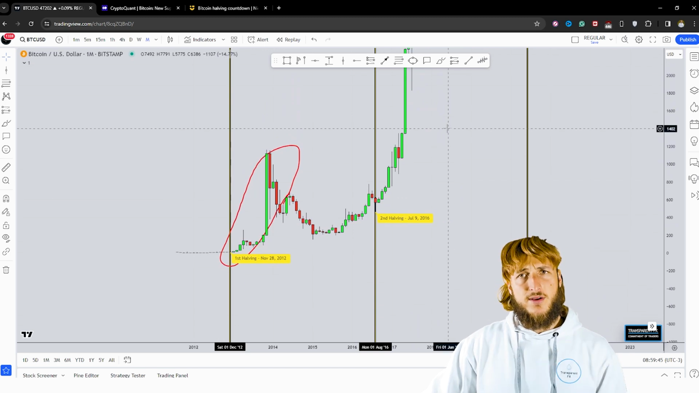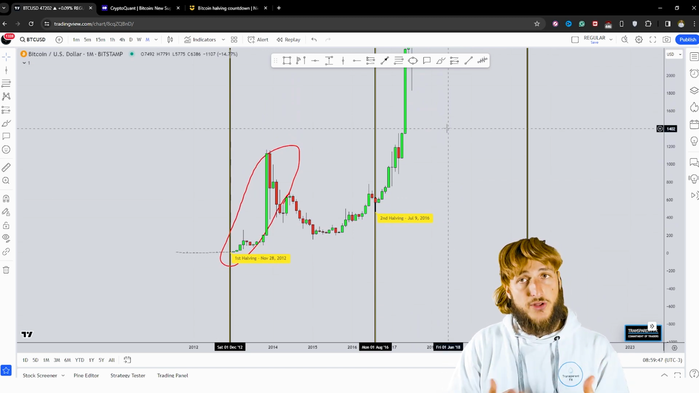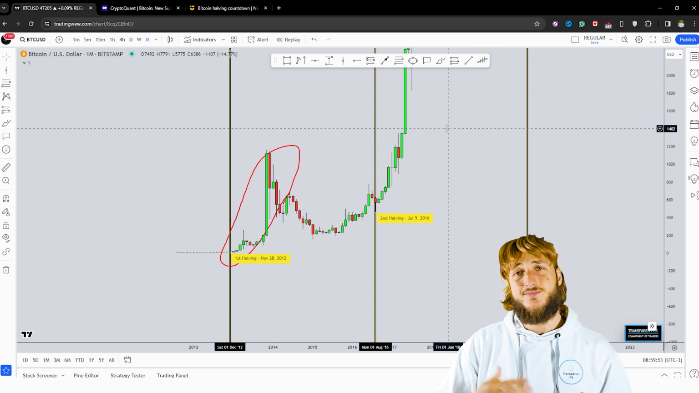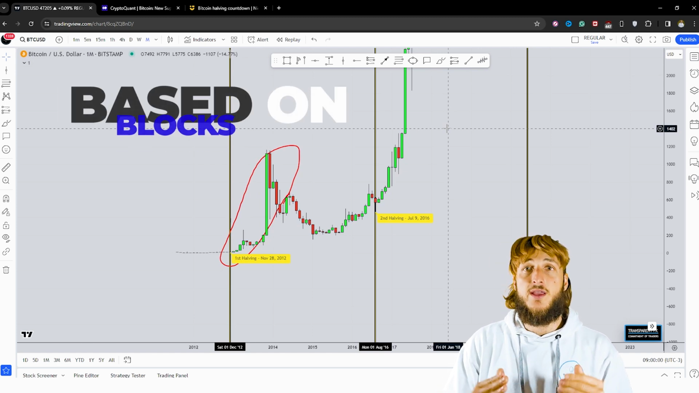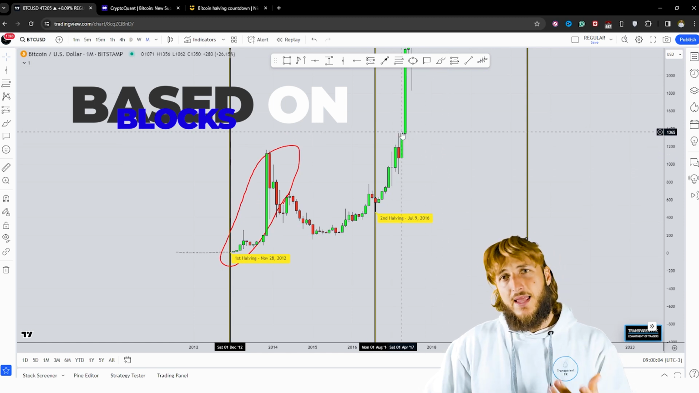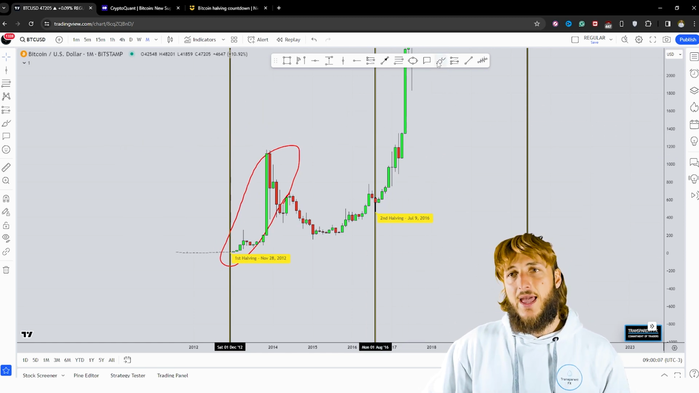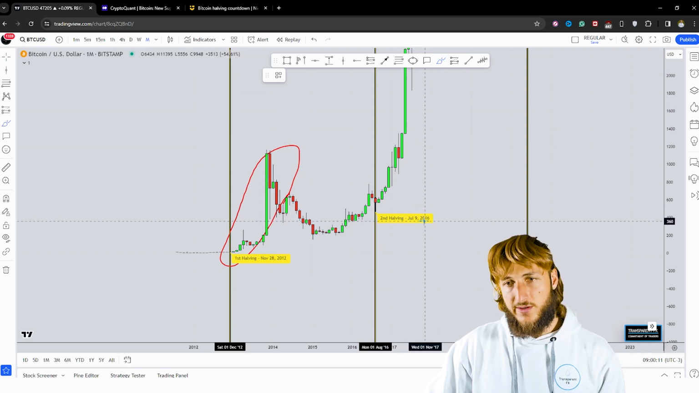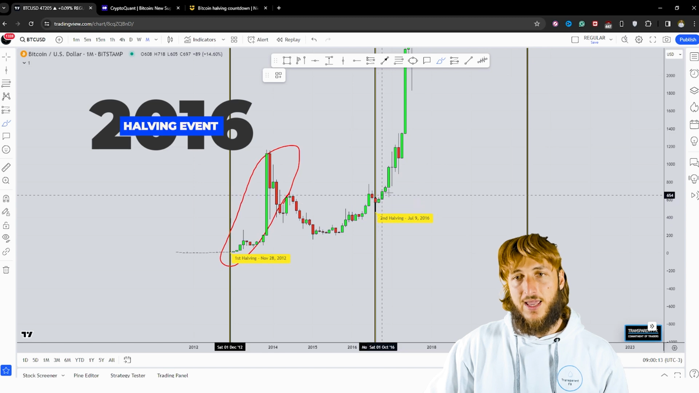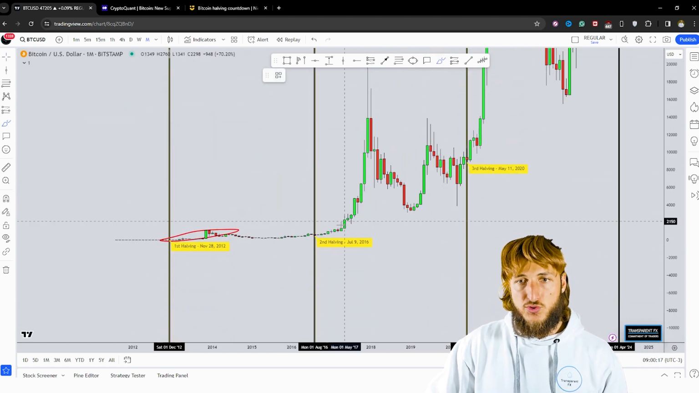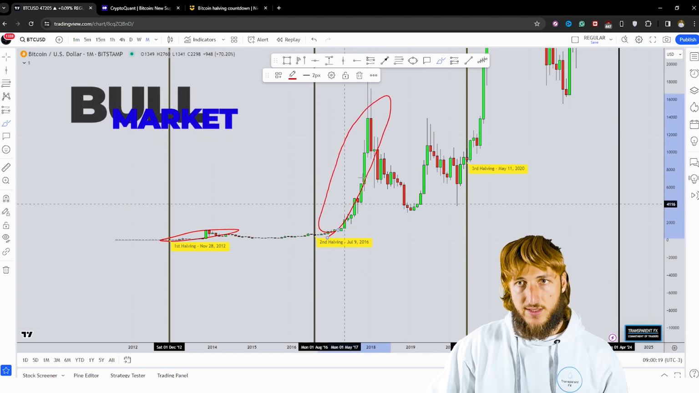Now, is it exactly 4 years? No, it is not exactly 4 years. It's more or less 4 years, because reward drops, so halvings in other words, happen every 840,000 blocks, okay? That takes more or less 4 years. And what you can see here is that approximately 4 years after, you had another halving. And as you can see, the market reacted quite aggressively. We had a huge bull market that came after that.